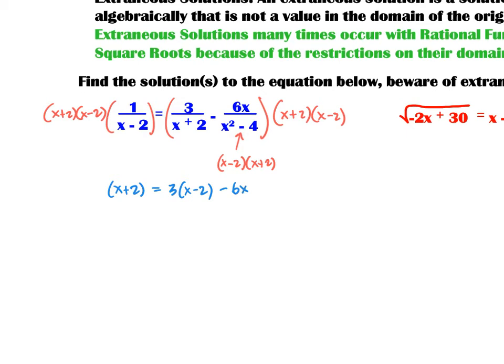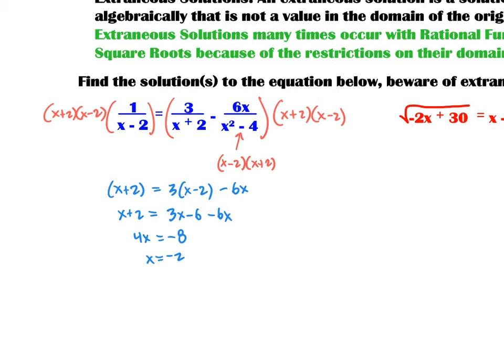Now this is linear. This is great. It's a nice, easy function to solve and find solutions for. This would be 3x minus 6 if I distribute, minus 6x. So it looks like I will get, on the left side, 4x. On the right side, I will get a negative 8. Therefore, x would equal negative 2.